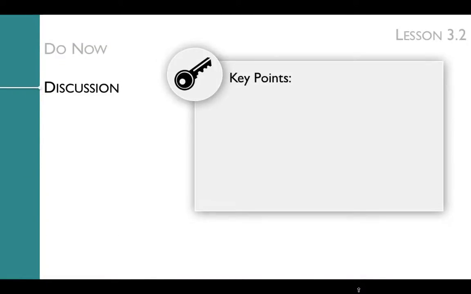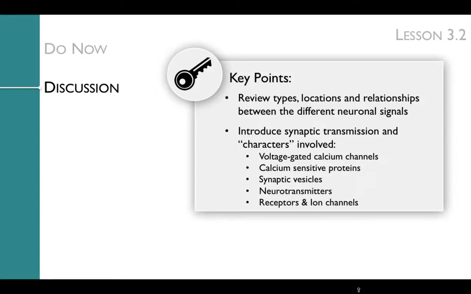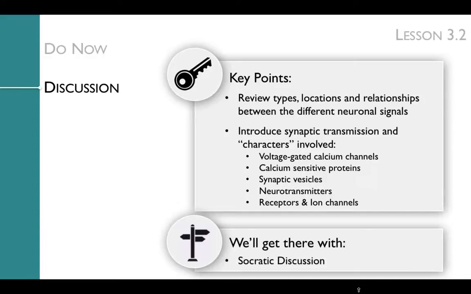The key points of the discussion are to review the types, locations, and relationships between different neuronal signals, as well as to introduce synaptic transmission and the characters involved, including voltage-gated calcium channels, calcium-sensitive proteins, synaptic vesicles, neurotransmitters, and receptors and ion channels. We'll get to these key points with a Socratic discussion.